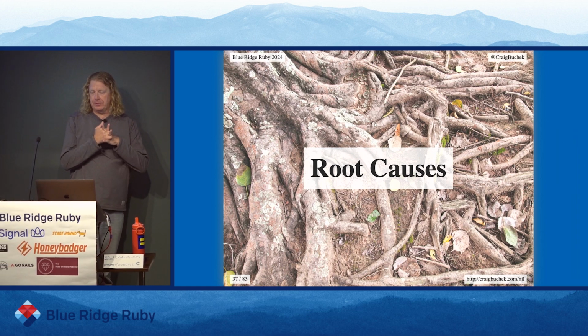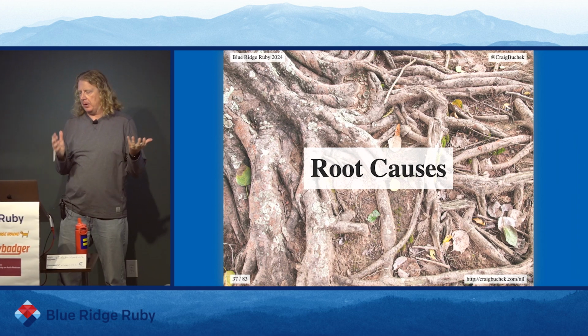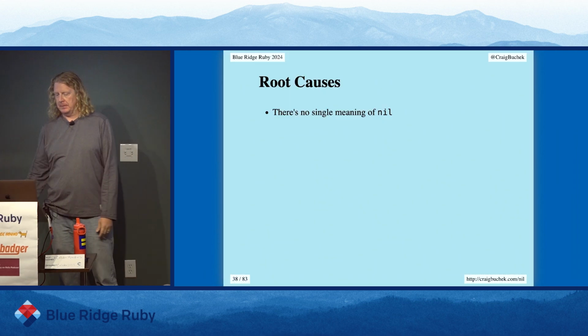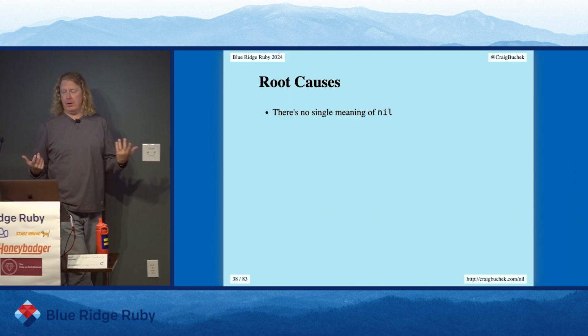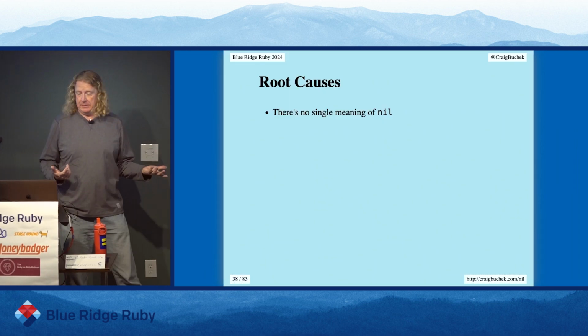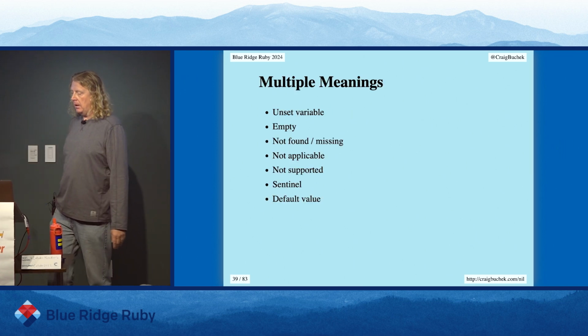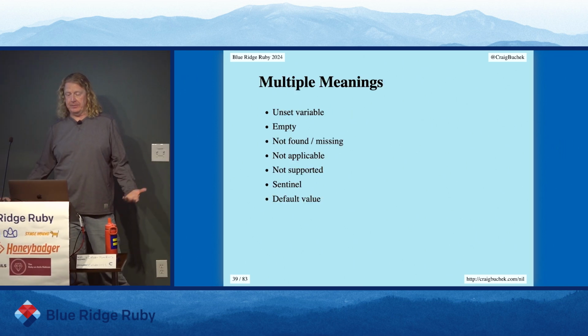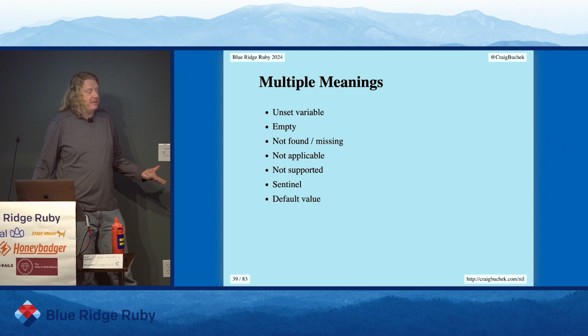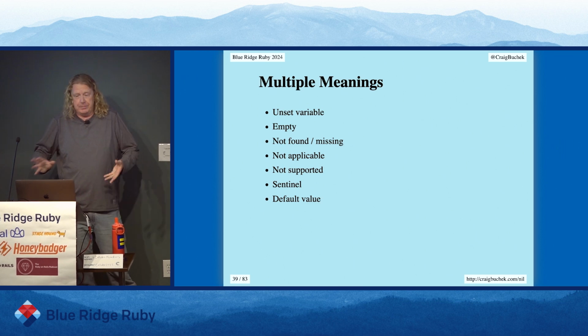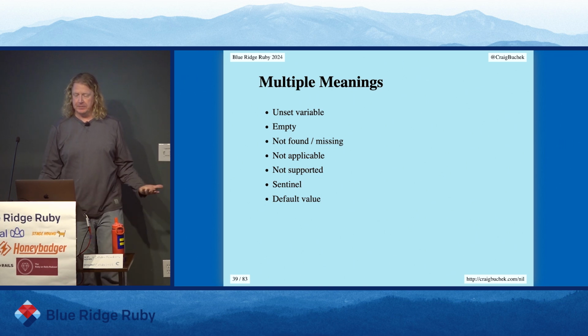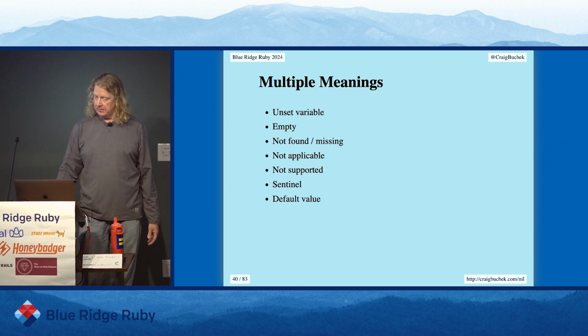Before we get into solutions, we should understand what's causing these problems. The problem at the root of it all is that nil has many different meanings. It's used for a lot of different reasons. We need to understand what nil means in each context so that we can replace it or fix it with a more meaningful value. So how we fix nil depends a lot on the context.